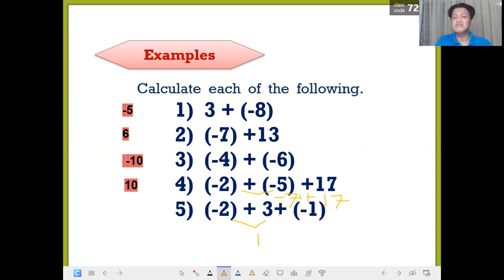That is 1, because the absolute value of 3 is greater than that of -2. So it is positive 1, or simply 1. Then bring down the -1.